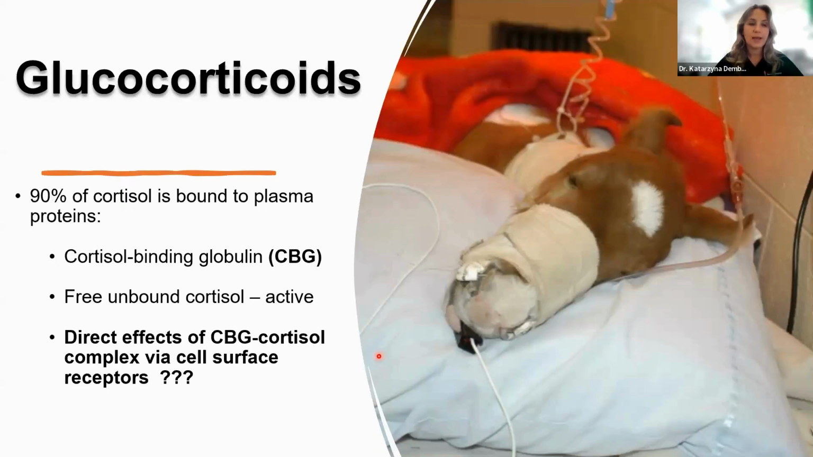There is also growing evidence that the complex of CBG, cortisol-binding globulin, and cortisol may have a direct effect through a cell surface receptor that has not been described yet. And there are some studies looking at free unbound cortisol, or active cortisol, and its effect on the diagnosis of adrenal insufficiency. However, it doesn't seem like in horses there was any benefit of measuring free cortisol.